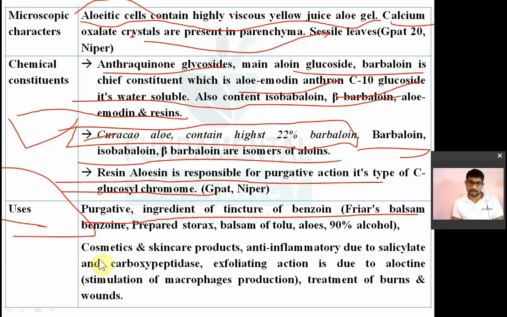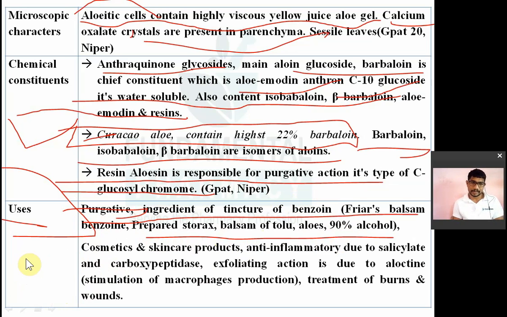Then prepared from storax, balsam of tolu, aloe and 90% alcohol. Friar's balsam जो होता है या फिर tincture benzoin जो होता है, that is prepared from storax, balsam of tolu, aloe and 90% alcohol. That is nothing but the Friar's balsam or known as tincture benzoin. Okay, it is used as a purgative also, and it is a constituent of your Friar's balsam.